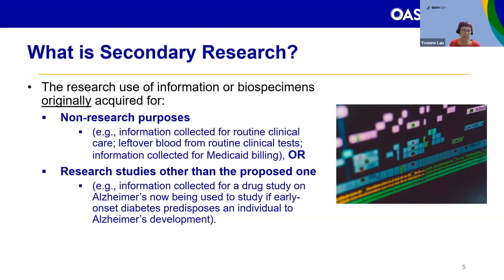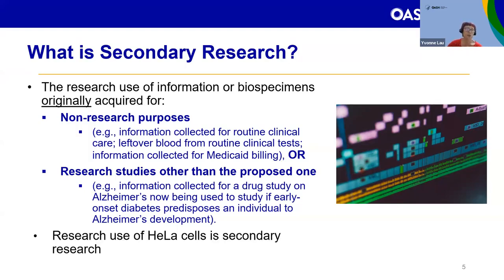However, all that data and those specimens or results that were collected for that particular research can subsequently be used in other research. So when we're using data that came from other research, and we're not collecting them from individuals for this currently proposed research, that will also be considered secondary research. And I'm telling you that the research use of HeLa cells is secondary research. Danielle and Cheryl will explain a little bit more about HeLa cells later on.